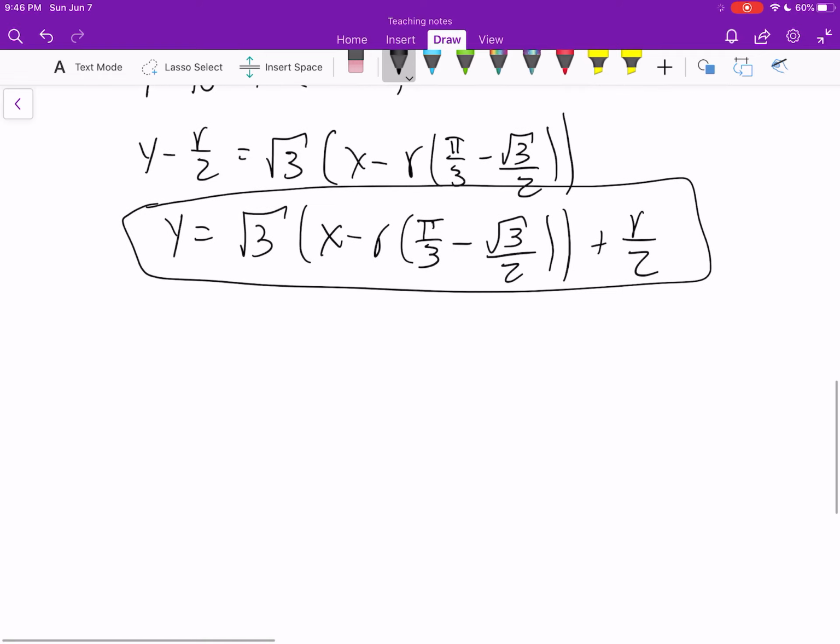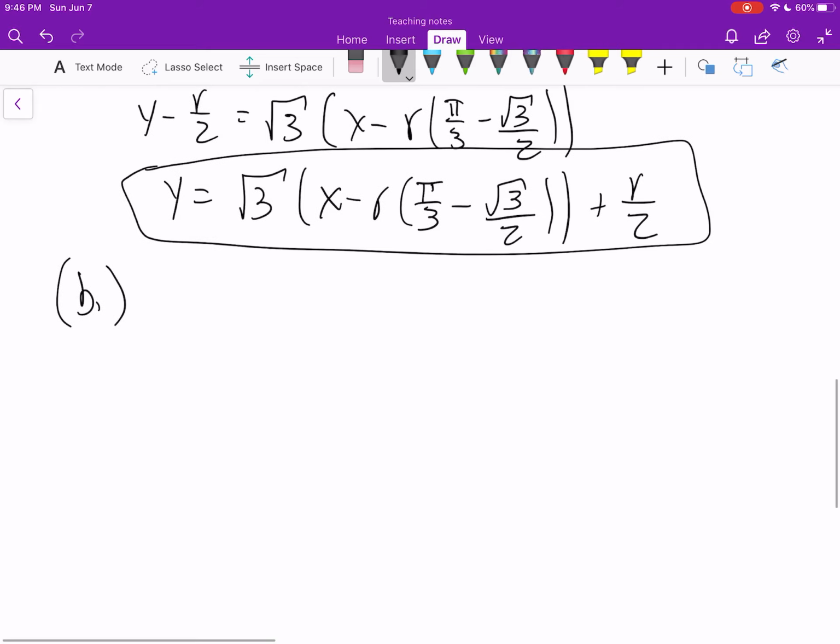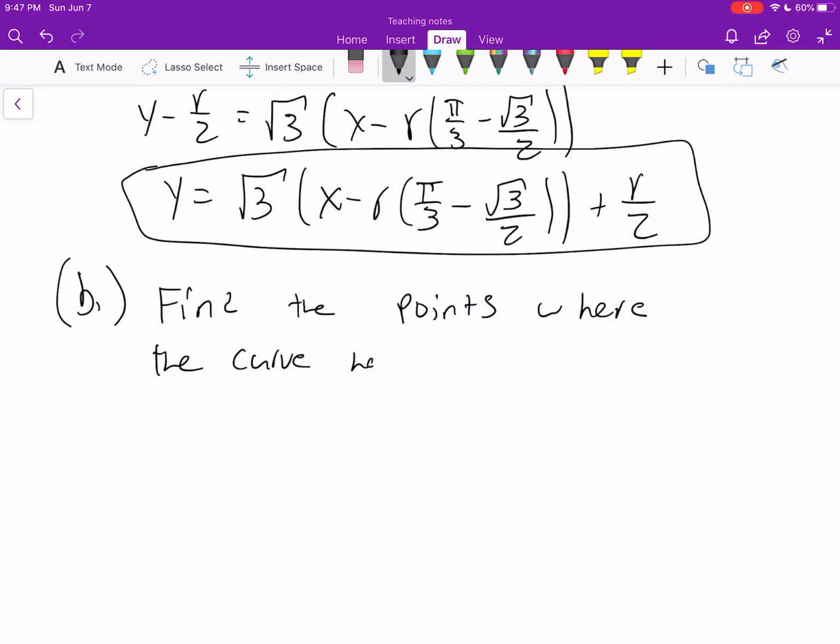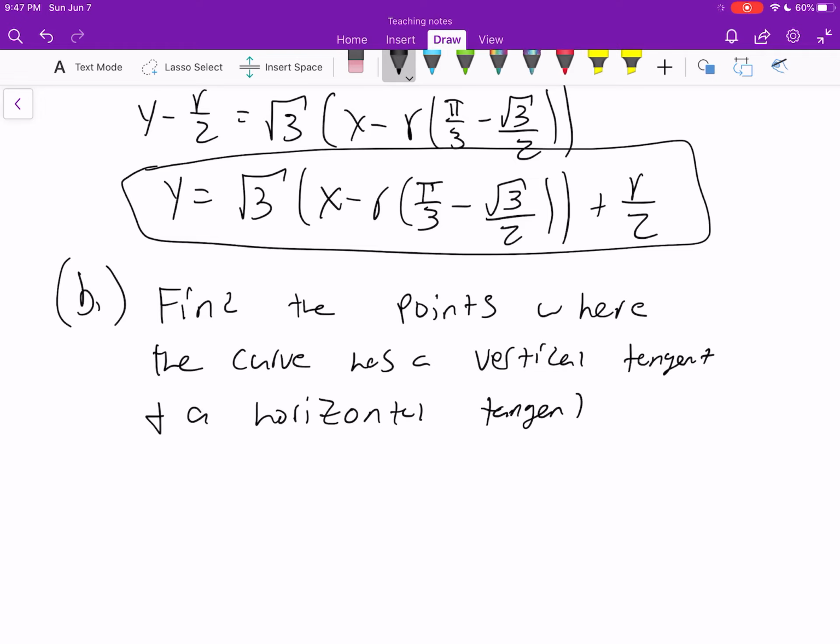All right, so I'm going to move on to part B, and this is the one that takes a minute in the book. If you look at the book, it just breezes right through it. But there is a lot to explain with this. So find the points where the curve has a vertical tangent and a horizontal tangent.